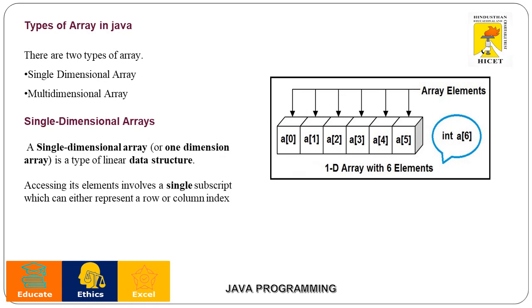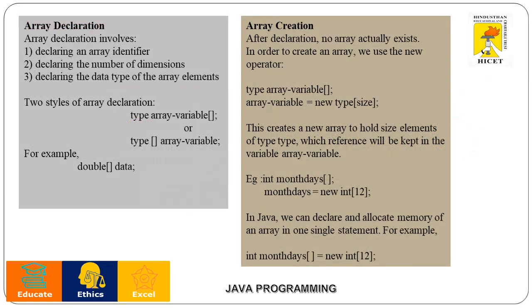If we want to use an array, we need to follow some steps. First, we need to declare an array. Second, we need to create the array. Next, we need to initialize the array. First, we'll see the first step, declaring an array.